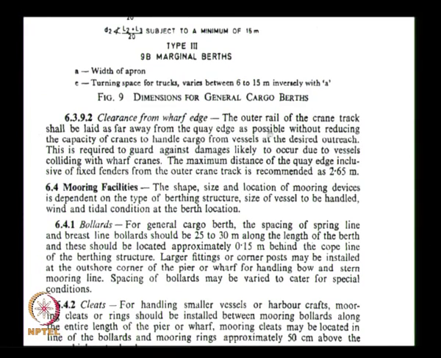Another important thing is there are 2 rails for the crane, one rail on the sea side, another rail on the land side. We call what is known as key edge. Key edge means the face of the berth. The maximum distance of the key edge inclusive of fixed fenders from the outer crane track is recommended as 2.65 meters, that is what they have given.